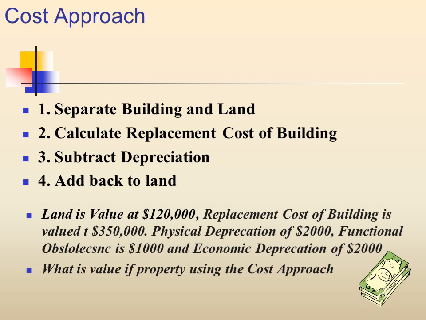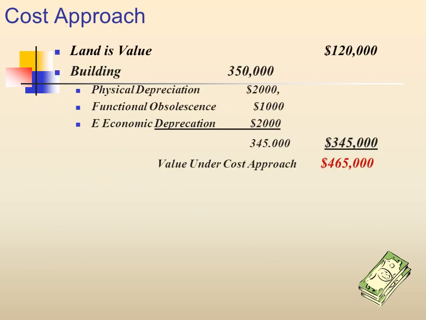So here's our problem. The land is valued at $120,000. The reproduction cost of the building is valued at $350,000. Physical depreciation is $2,000. Functional obsolescence is $1,000. Economic depreciation is $2,000. What is the value of the property using the cost approach? Okay, so there's our problem. Here's our steps, and now we'll go and solve it.